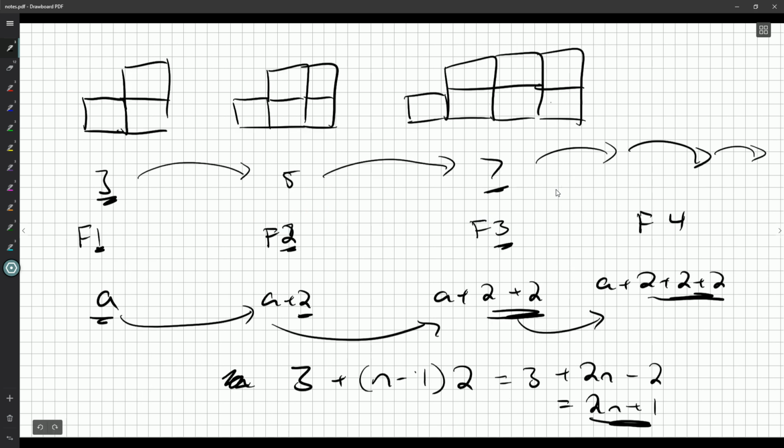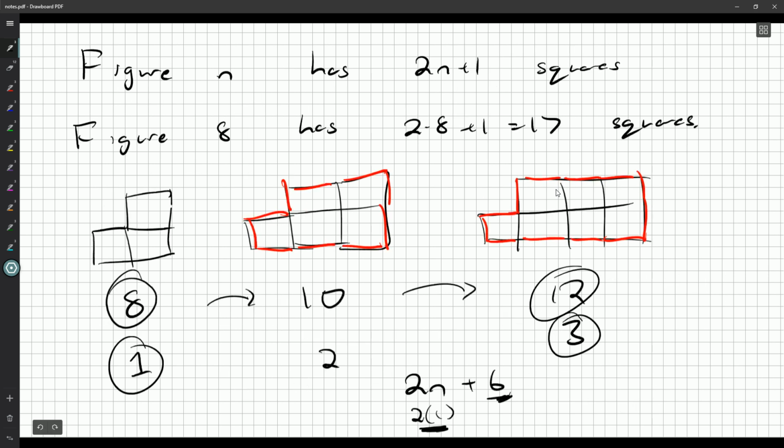Or you can do the same sort of difference arithmetic sequence work I showed you over here. But we can see that figure n has perimeter 2n plus 6.